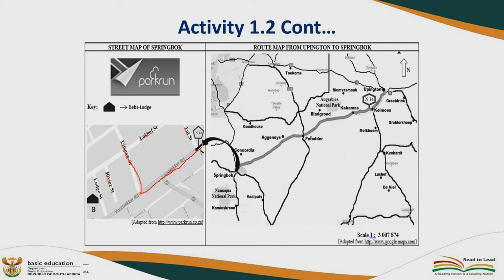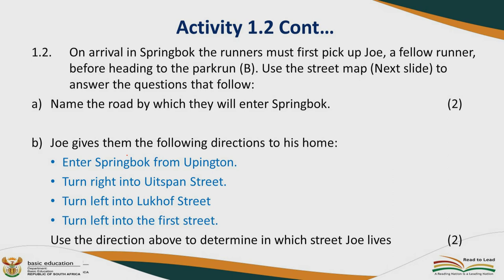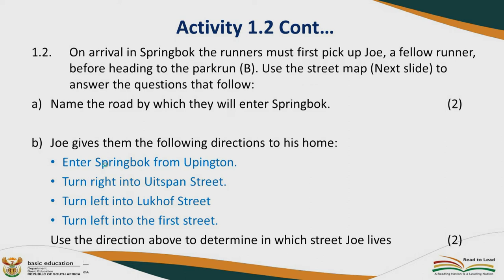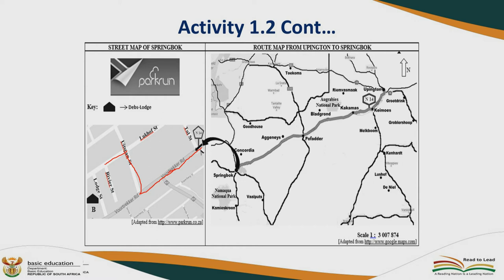Turn left into Lugoff Street. Let's see where Lugoff is. This is Lugoff. And they say on Lugoff, we must turn left. You see how easy it is when you are using a highlighter. Let's see the last instruction. And then lastly, turn left into the first street. So if I'm on Lugoff, what is the first street that I come across? It is Refil, and they said I must turn left on that street. So I turn left on Refil Street.